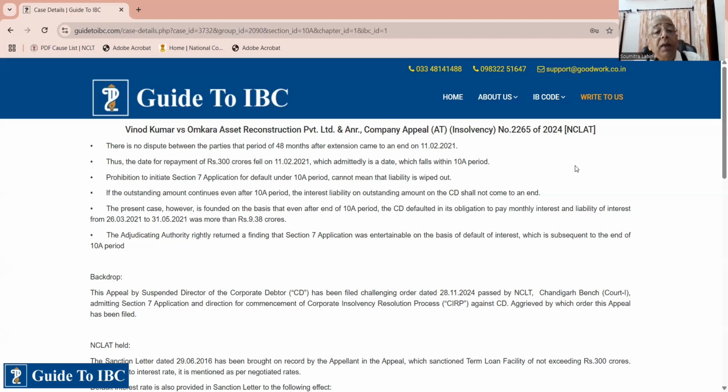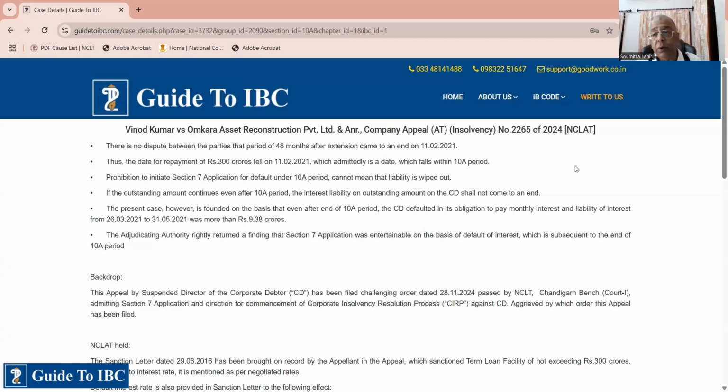And if the interest, in the present case, however, it is founded on the basis that even after the end of the 10A period, the CD defaulted in obligations to pay monthly interest and the liability of interest from 2020. With this, I have a little doubt about the dates, which is more than 9.38 crores. Though it is mentioned in the order, I have a little confusion pertaining to the date because these two dates come within the 10A period. But the factum is for interest accruing on debt which has matured during the COVID period.